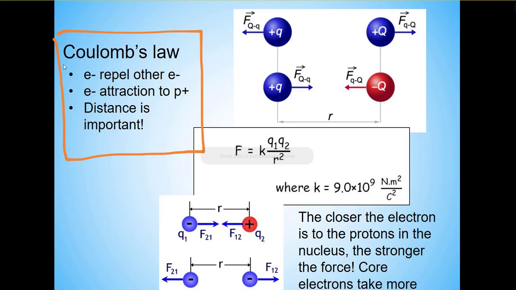And distance is important. So if you have a core electron, so it's close to the nucleus, it's going to be held tightly by that nucleus and so therefore be harder to remove. If you have an electron that's further out, so a higher energy level like with those large atoms, it's going to have not as strong attractive forces because of distance. So this is what Coulomb's law says. So again, like charges repel, opposite charges attract, and distance is important. The closer you are, those opposite charges will hold on tighter to each other.